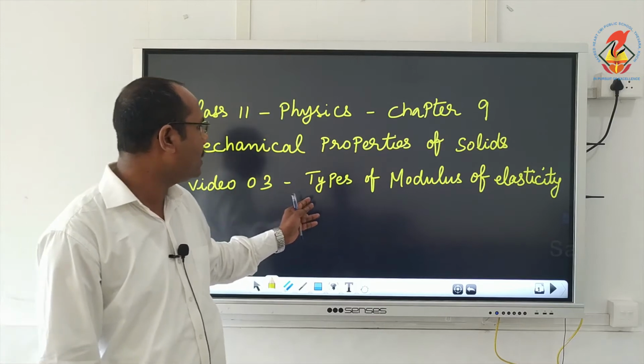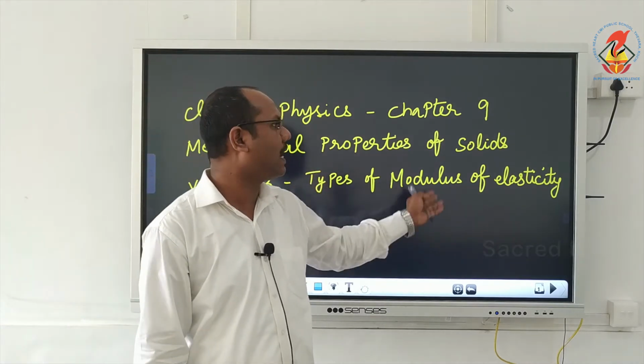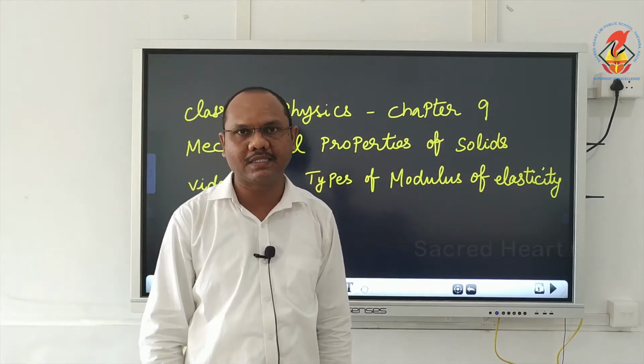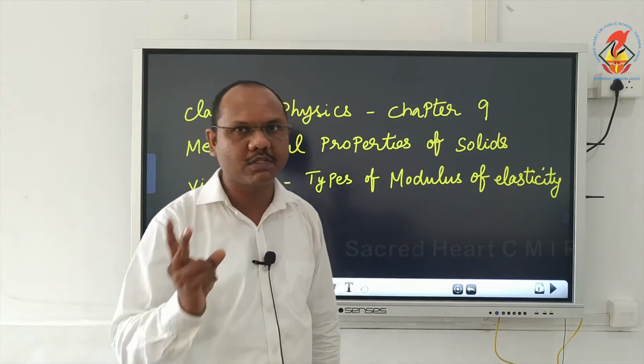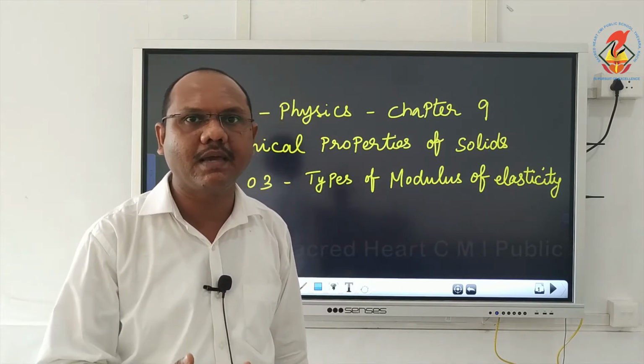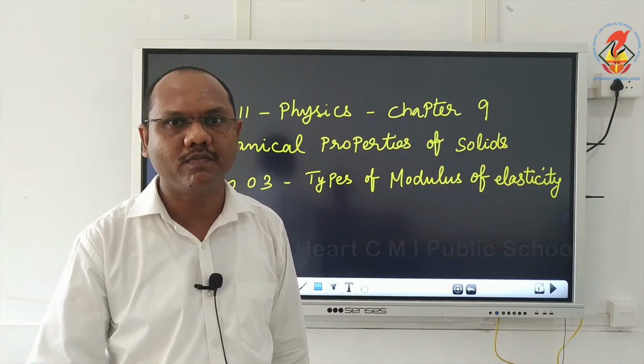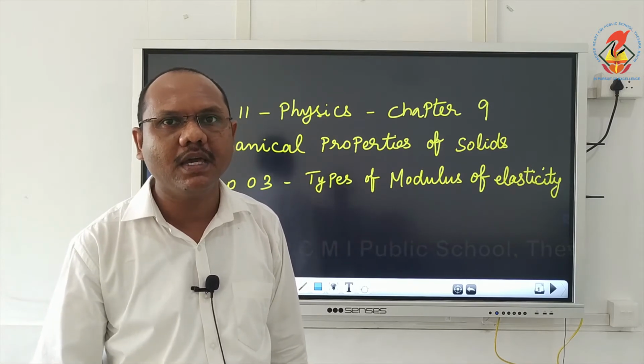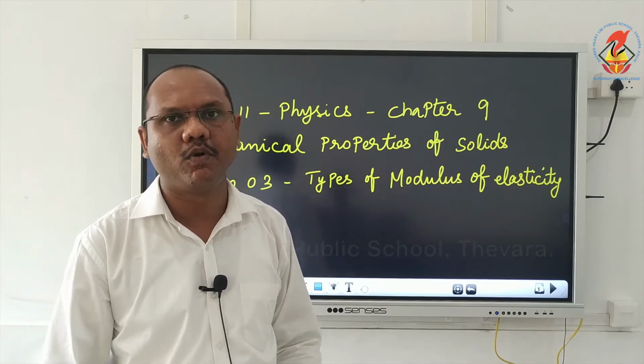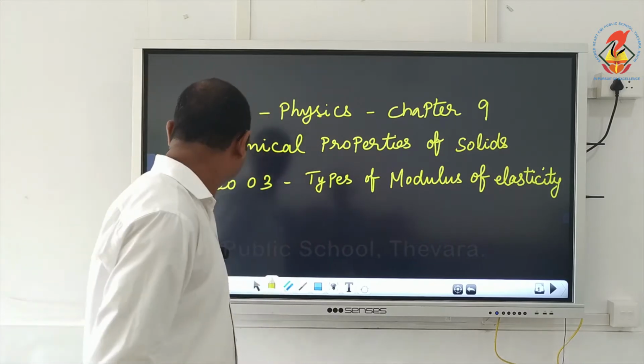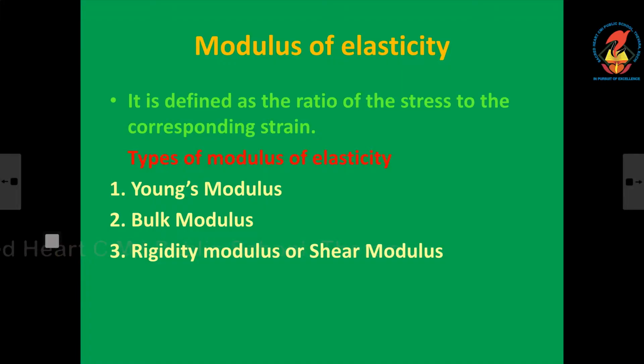So we are going to see different types of modulus of elasticity. There are three types of stress and three types of strain, so obviously there will be three types of modulus of elasticity. Let us see that. The modulus of elasticity is defined as the ratio of the stress to the corresponding strain.